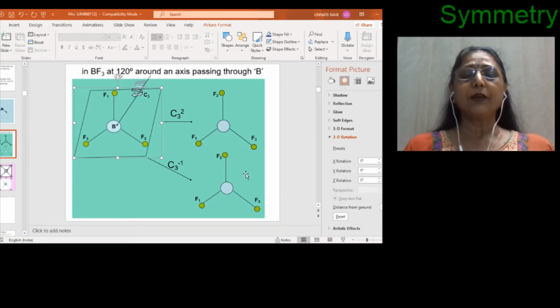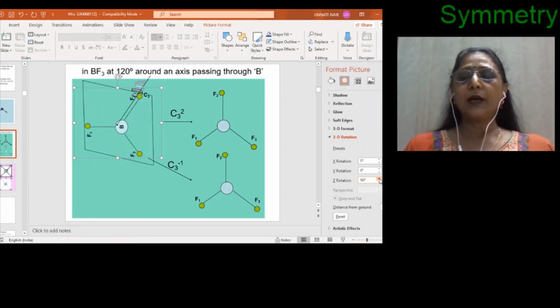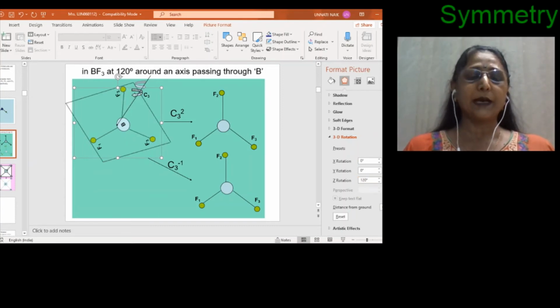So when I consider the rotation in the opposite direction, this is the rotation of a molecule by 120 degrees, and now I am getting this structure. So look at the structure. I have rotated the molecule in the opposite direction, and I am getting the structure which I have represented over here, that is the opposite representation by C3 inverse.